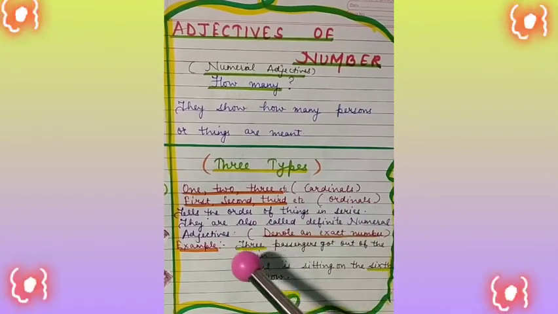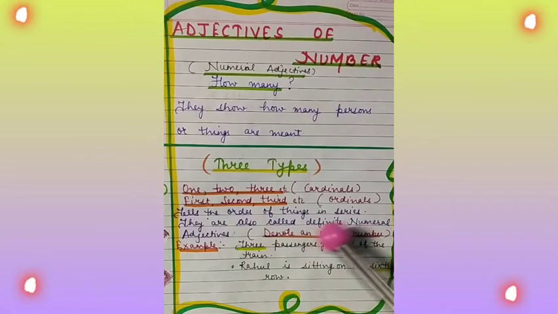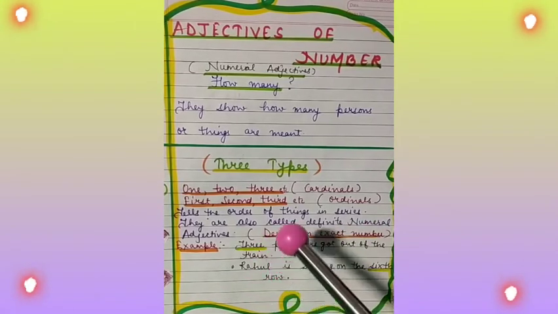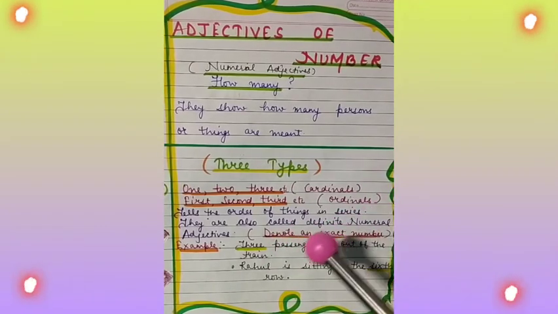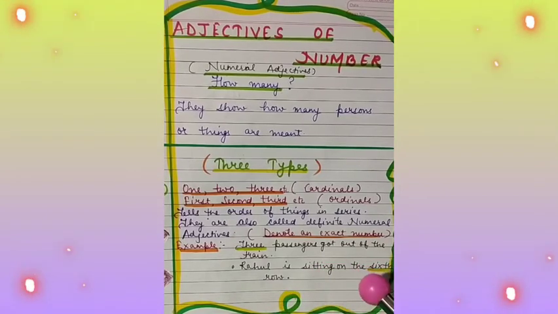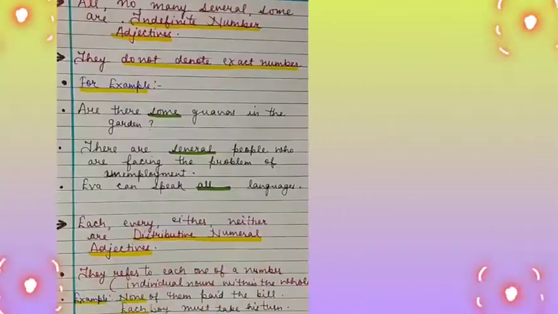For example, 3 passengers got out of the train. How many passengers got out of the train? 3. So it is telling the exact number. Rahul is sitting on the 6th row. So it is telling the series. Rahul is sitting on the 6th row.